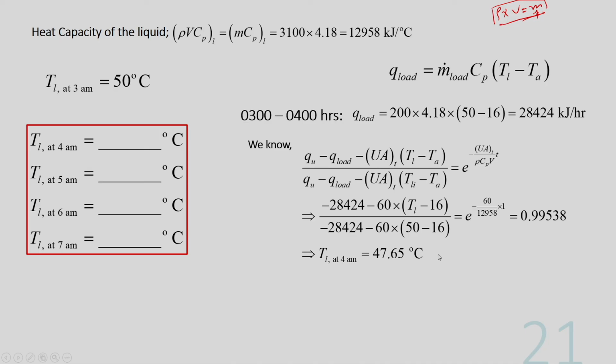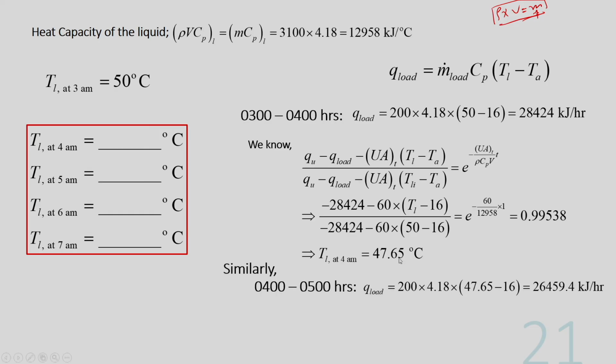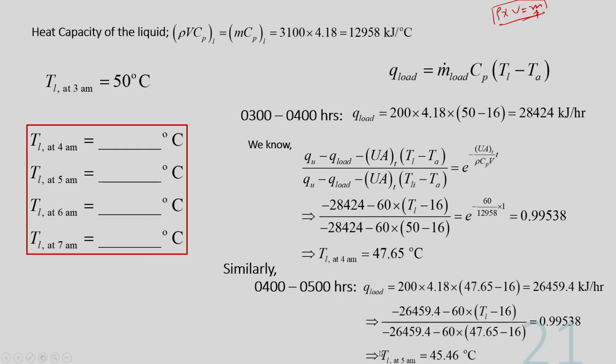Similarly, we can do the calculation for 5 AM, what will be the temperature. So for 4 to 5 hours, Q load can be calculated based on the data given to us. Okay. And also we can use the similar expression and we can get a value of temperature at 5 AM, which is equal to 45.46 degree Celsius. Okay. So it is very close to 45.